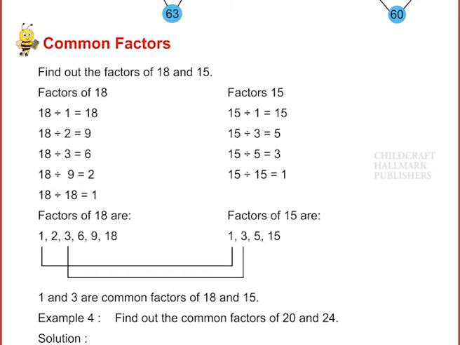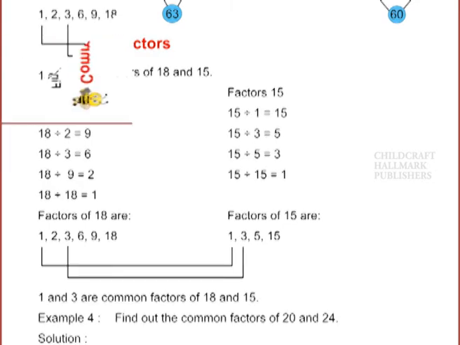Factors of 15. 15 divided by 1 is equal to 15. 15 divided by 3 is equal to 5. 15 divided by 5 is equal to 3. 15 divided by 15 is equal to 1. Factors of 15 are 1, 3, 5, 15. 1 and 3 are common factors of 18 and 15.